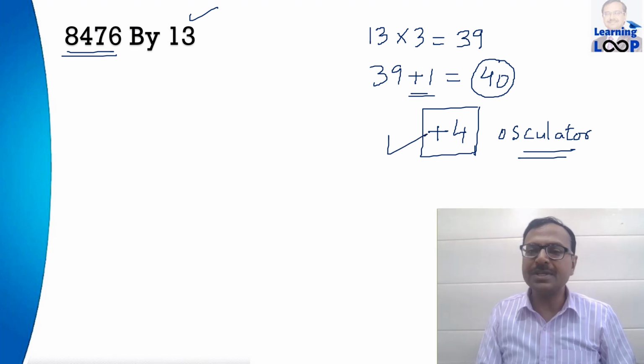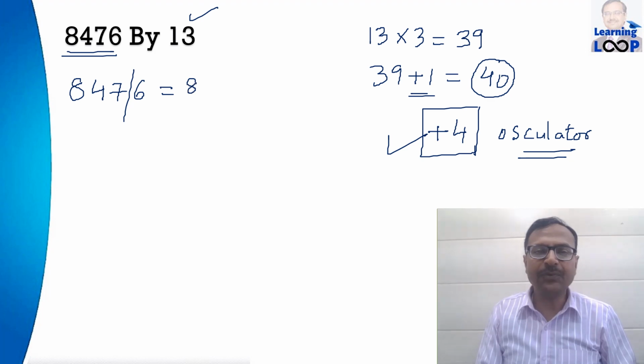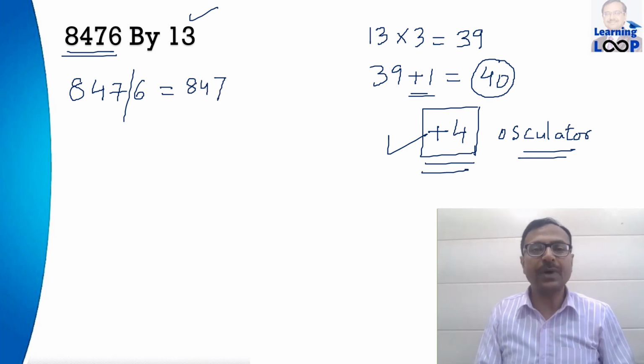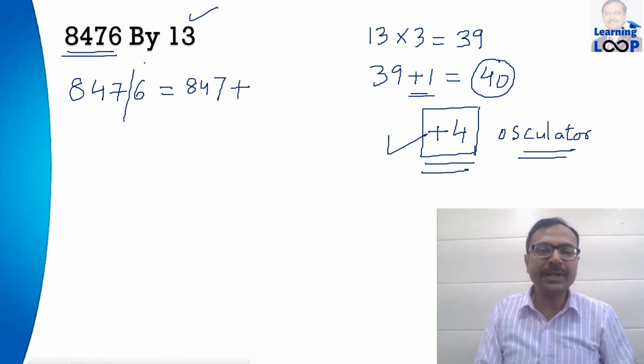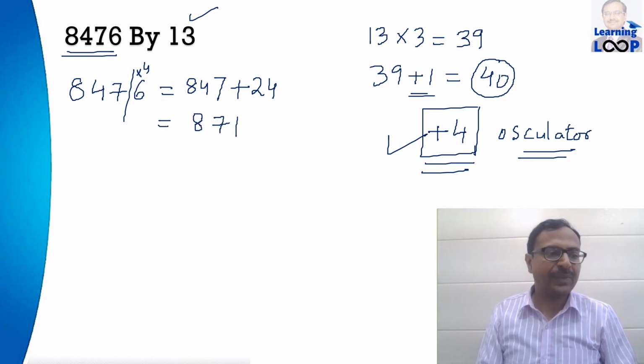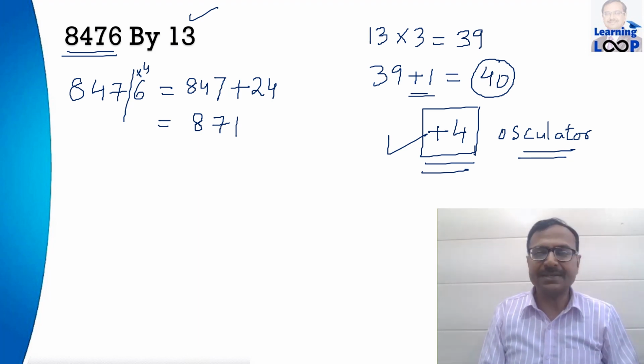Now how do we use this plus 4? Let's use this in the example 8476. I will separate out the last digit like this, and 847 the first part, because the oscillator is plus 4, so I'll be doing plus 4 times 6. Now that is 24. So what do I get? I will get 871.